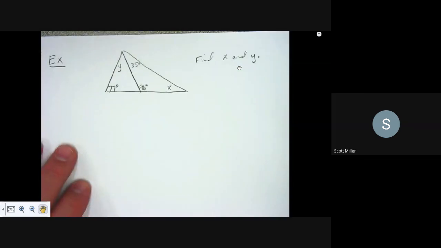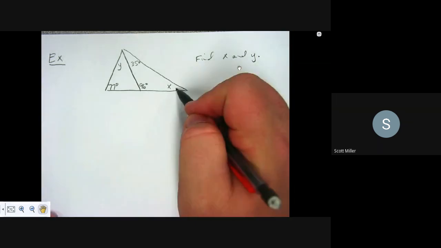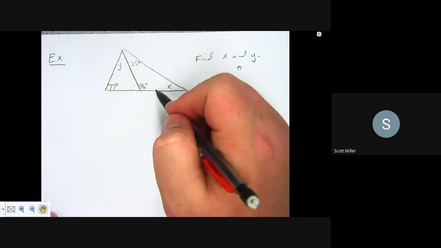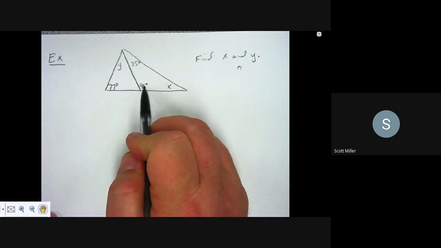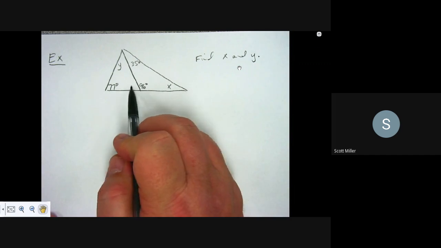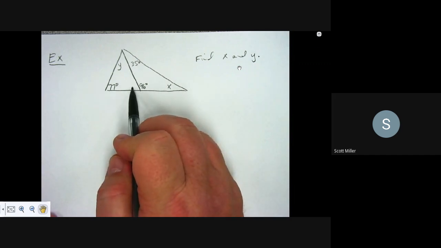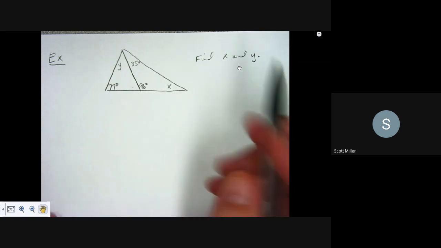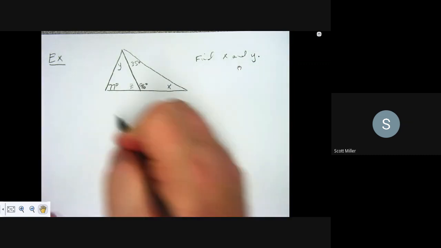All right, let's find those values. So what do I know? I have this triangle right here. I have this triangle right here. I also have this relationship right here because these are a linear pair. I also know that these 2 angles must be supplementary. So I can actually find this angle first if I wanted to. Let's go ahead and do so. We'll call this angle Z.